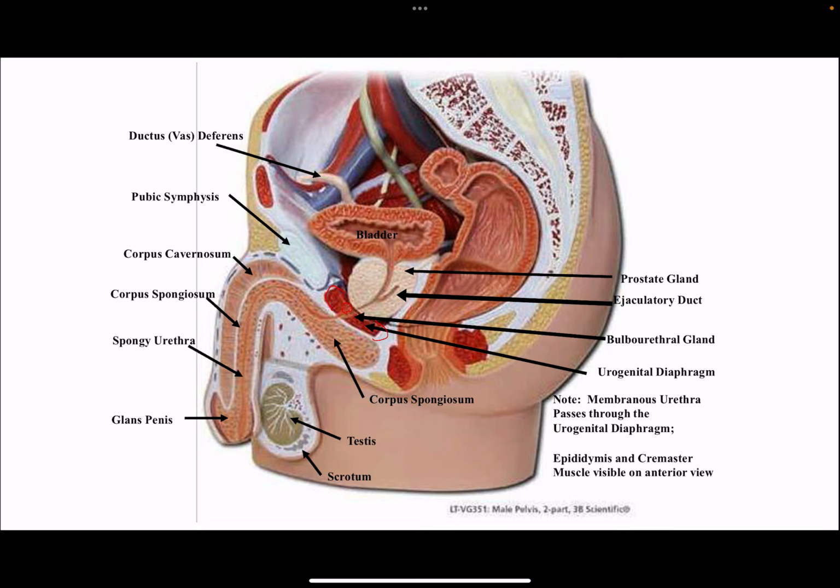There should be one over here, this one is what? Bulbourethral glands. Prostate gland, bulbourethral gland. We see seminal vesicles, pubic symphysis, ductus deferens, this muscular structure around the urethra, what? Corpus spongiosum. This one is corpus cavernosum. We see this glans penis. We talk about scrotum, testicle, ejaculatory duct.